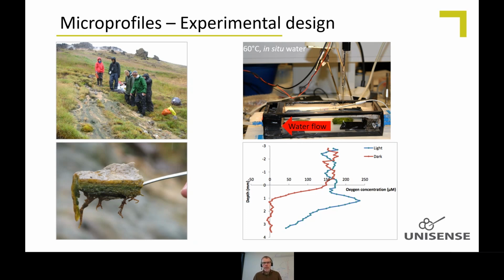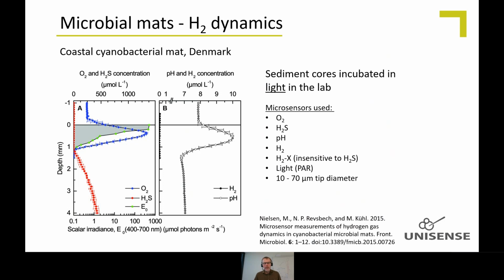I'll show a couple of examples of microprofiles and what you can really get from the microsensors, because they are fast and give a high resolution. This is an example from a coastal cyanobacterial mat in Denmark, where they were measuring with a lot of microsensors: oxygen, sulfide, pH, hydrogen, and H2X, the one that's insensitive to hydrogen sulfide. They're also measuring light. We don't sell that. That's a speciality of Michael Kühl and his group.